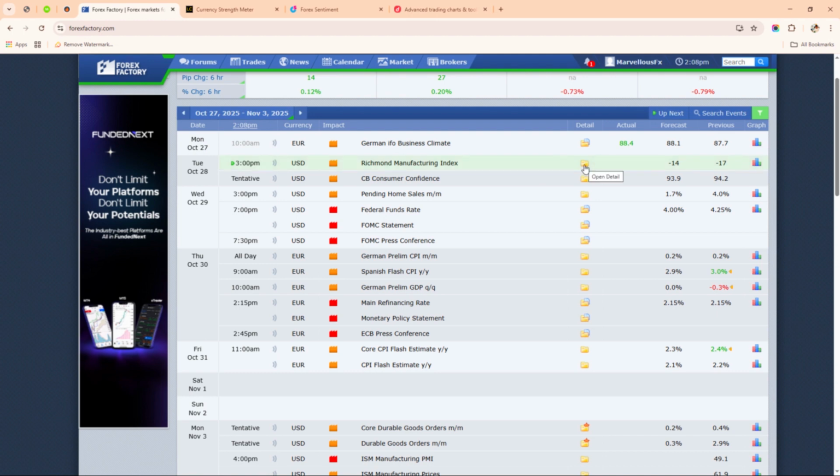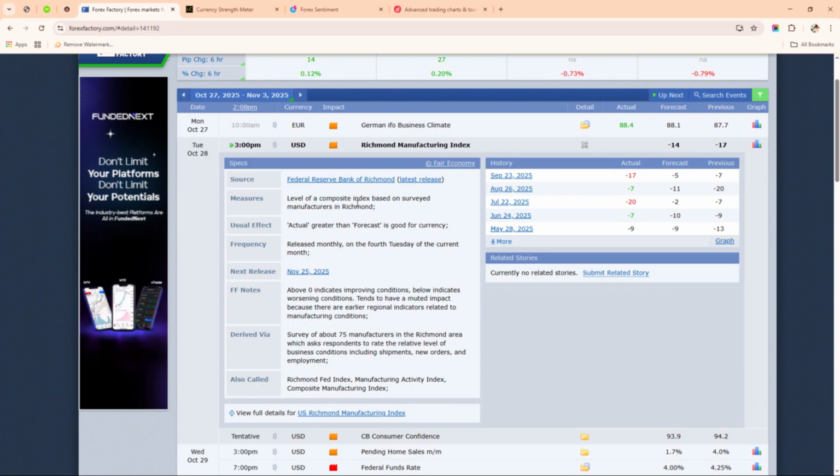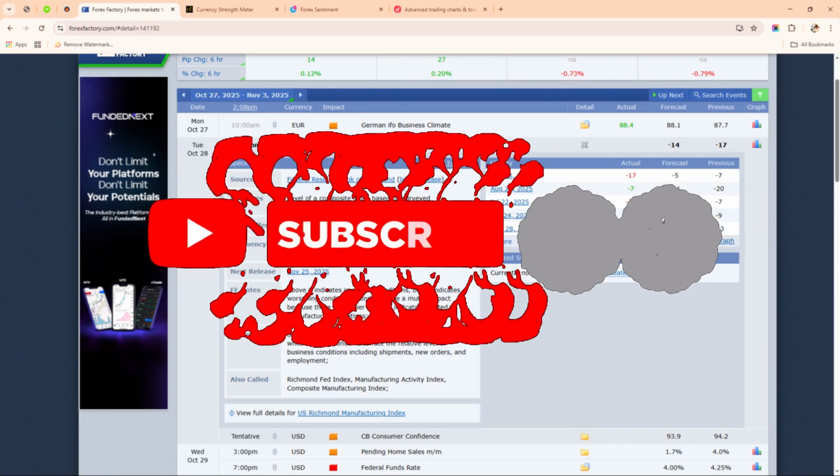I need to get the most accurate data, so I come up here and click the details section right here, and then you have to go through every single piece of information. See the source from the Federal Reserve Bank of Richmond, and you have the measures, the usual effect, the frequency, and the next release. FF notes, the measures is very important. The usual effect is very important. Frequency and next release is if you want to follow up on certain information when it comes up next time. And FF notes, the Forex Factory notes, is also very important.